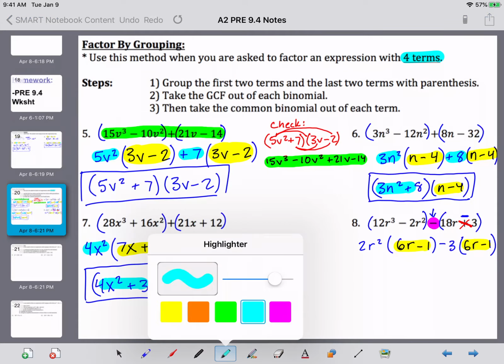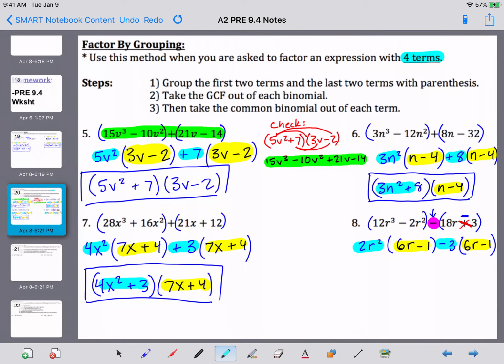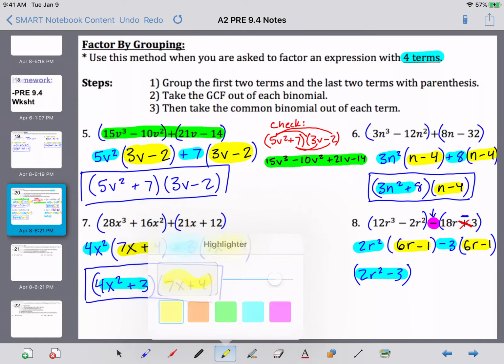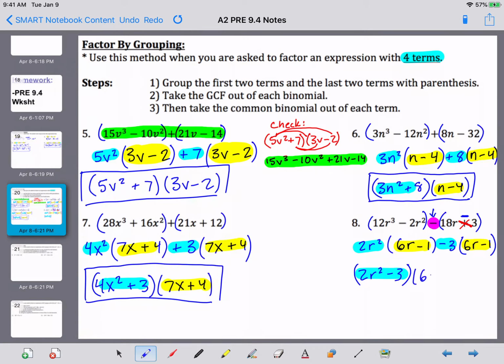So now we take our 2r squared minus 3, pull that to the front in our first group, and then we take our 6r minus 1, and that becomes our second group, our second factor, and then this is the factored form of that polynomial. All right, so factoring by grouping can take a little time, but the steps are always pretty much the same.